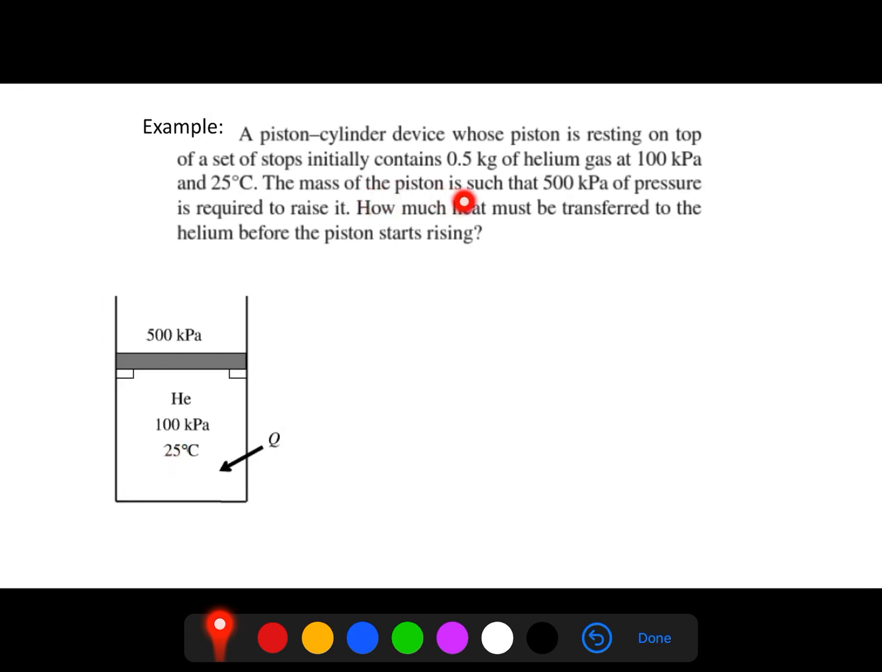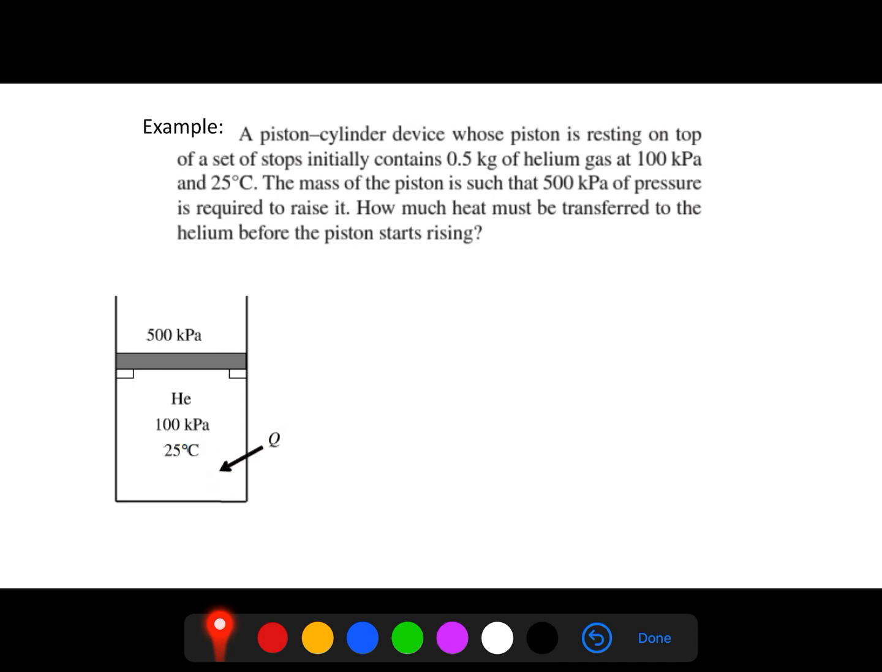So the mass of the piston is such that 100 kPa of pressure is required to raise it. So if we actually want to raise this piston, we need 500 kPa of pressure. Question is, how much heat must be transferred to the helium before the piston starts rising? So the Q is the heat, the energy we are transferring into this cylinder. So how much heat we need, that we need to calculate.